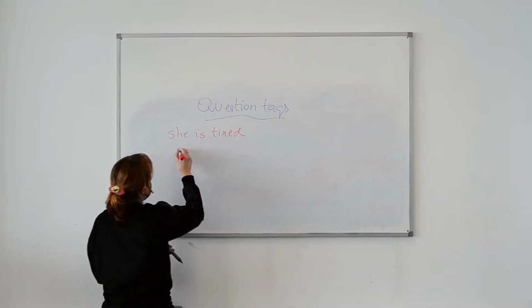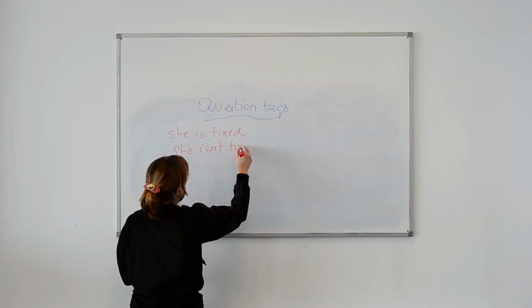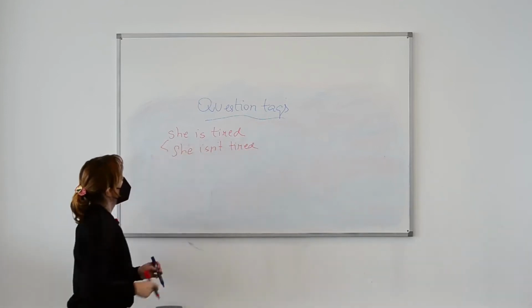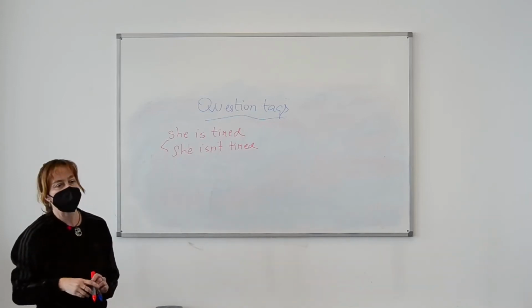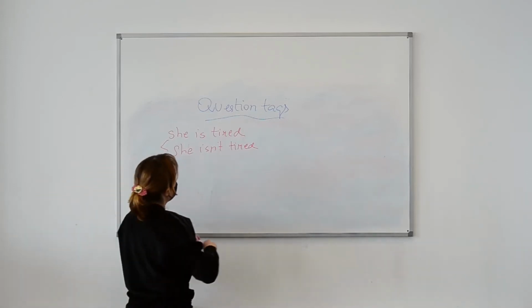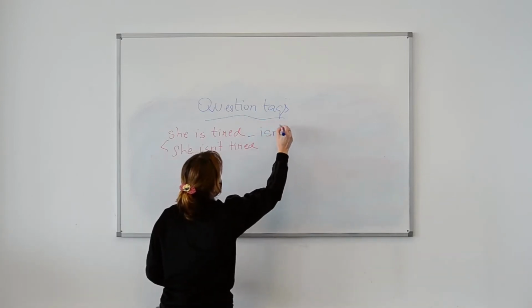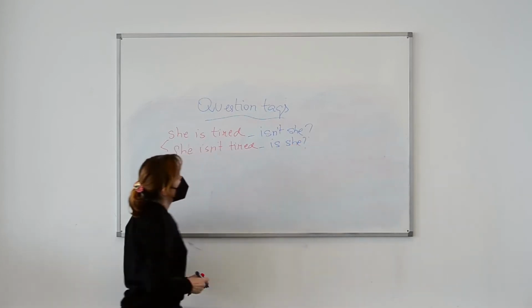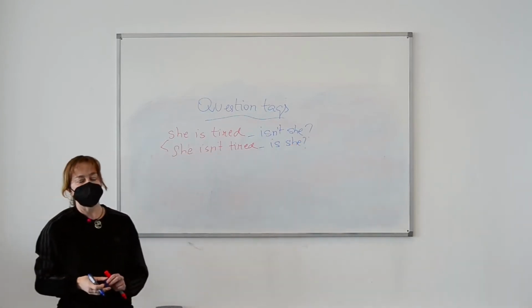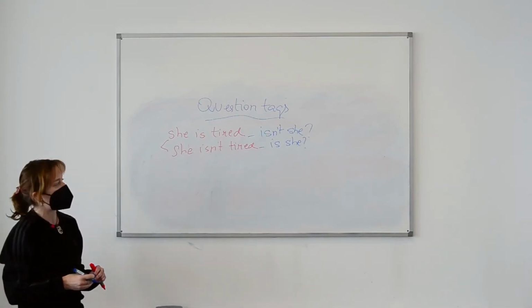she's tired or she isn't tired, right? Here we have an affirmative sentence. When we want to express or ask about the agreement or disagreement, we say, she's tired, isn't she? This is a question tag, and "is she" is another question tag. It's translated in Spanish like, es verdad, no es verdad, this type of question.